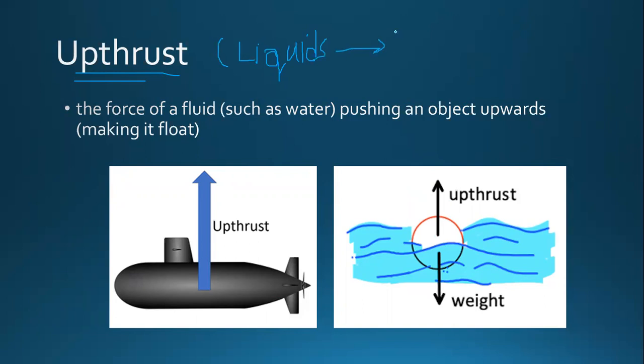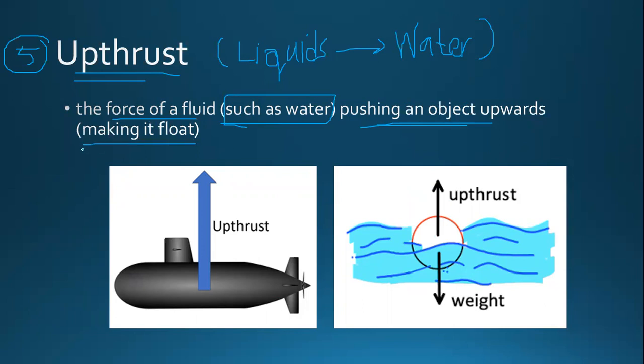Most commonly, if we take the example of water, it's the ocean, the sea, swimming pools, in liquids. Now, what is upthrust? Upthrust is basically the force of a fluid such as water. Here we talk about fluids where the upthrust is actually present. Now the force of a fluid such as water is pushing an object upwards, making it float.